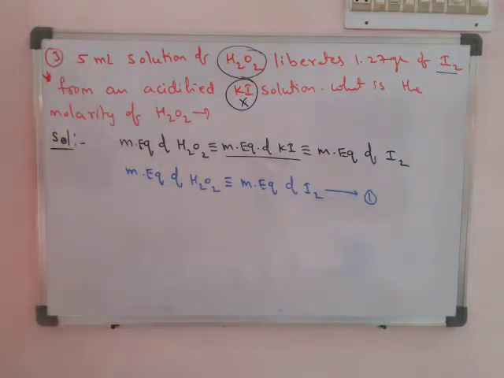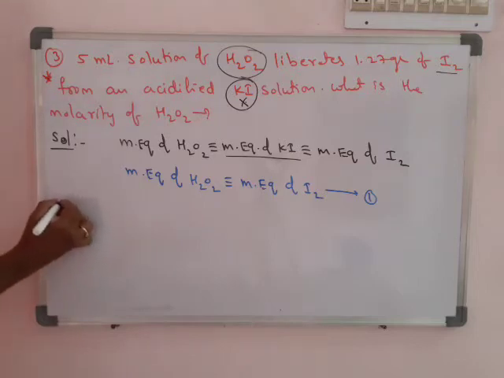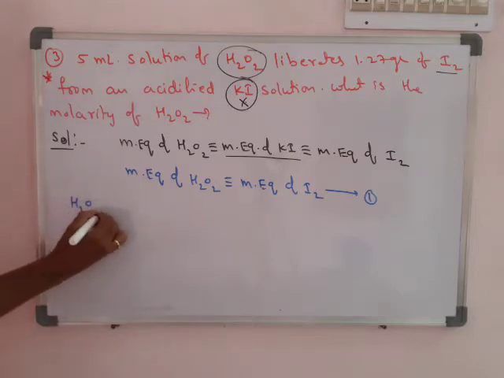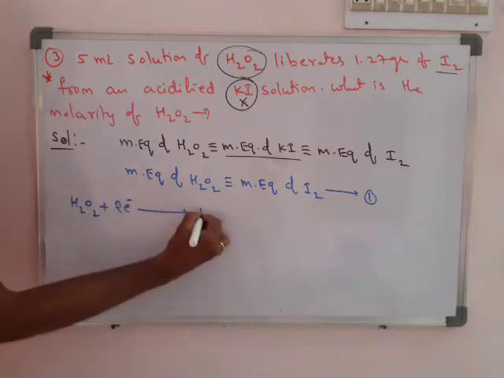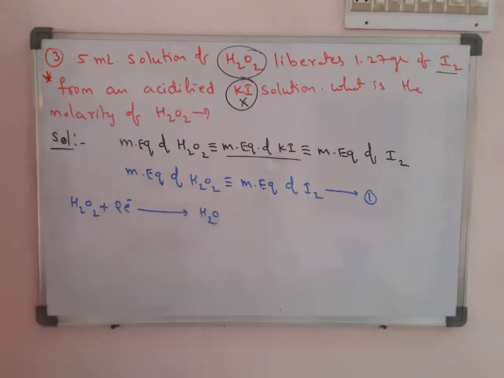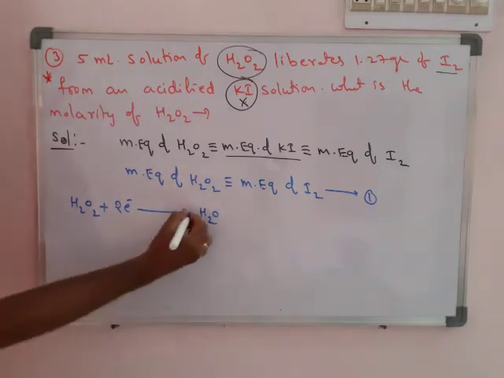So we have to equate this. What is the first thing we see? What is the H2O2 reaction? So, the hydrogen peroxide reaction. What is the hydrogen peroxide reaction? The last problem said is not there. Actually, so it becomes like this.